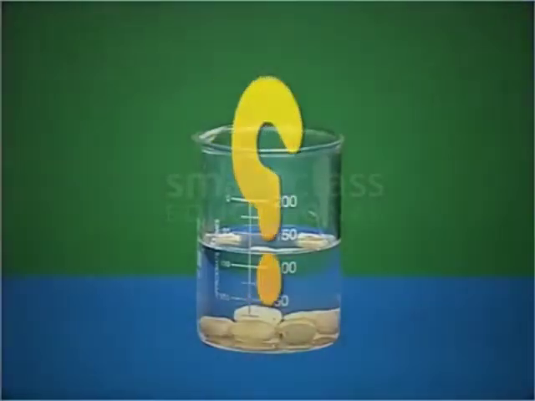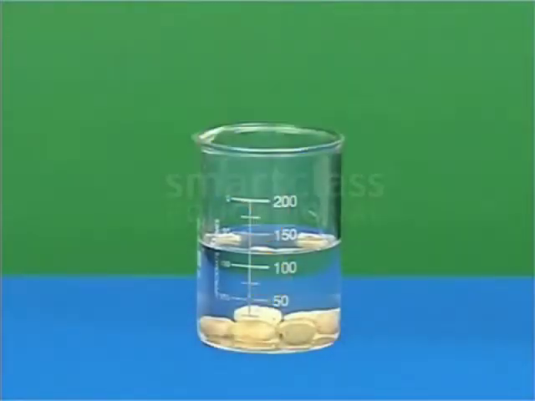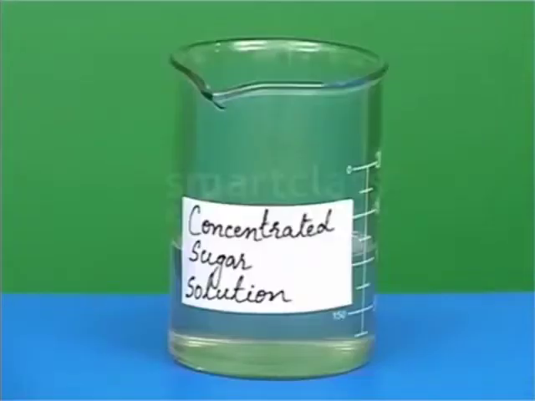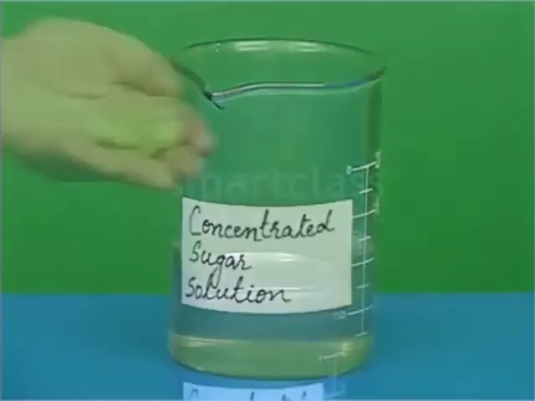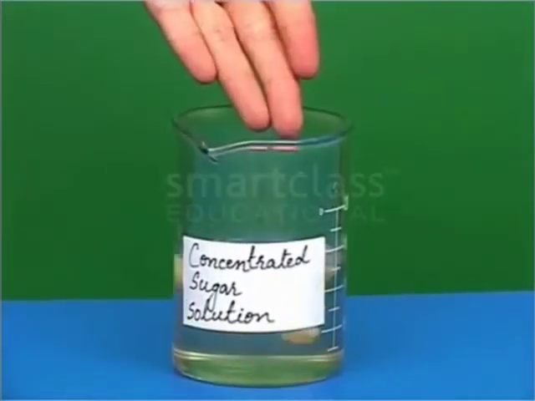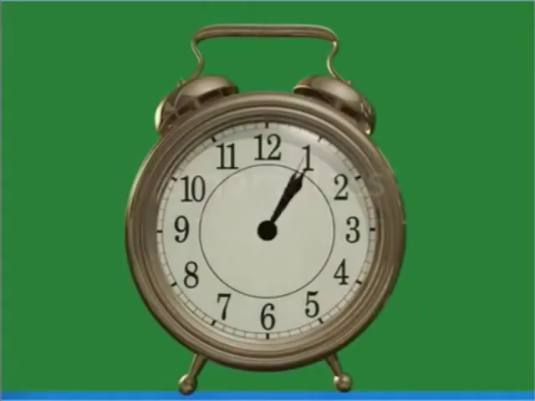What do you observe? All the raisins in the water have swollen. Their size and volume has increased. They look much bigger than they originally were. Now, to understand the process better, let us do another small activity. Take another beaker filled with concentrated sugar solution. Now add the swollen raisins in it and leave the beaker undisturbed for about 4 to 5 hours.